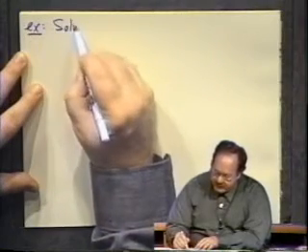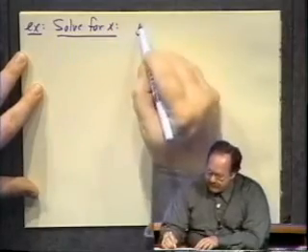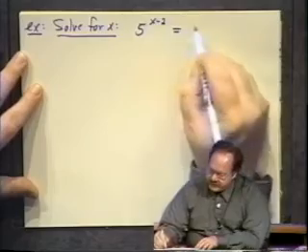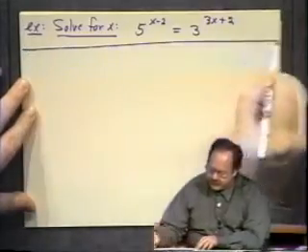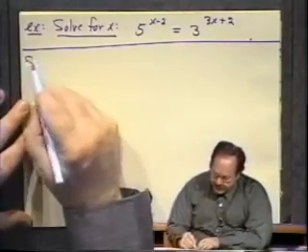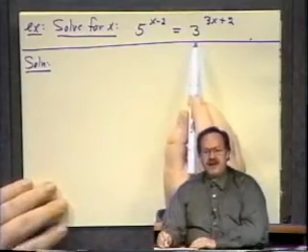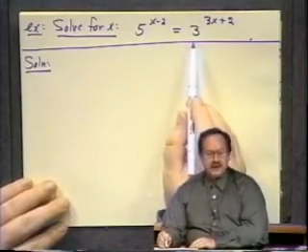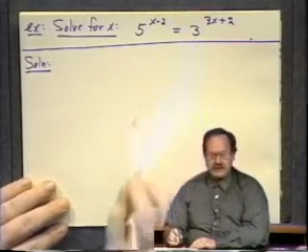Here's one, solve for x: 5 to the x minus 2 is equal to 3 to the 3x plus 2. Again, notice the bases are different. So the solution here, these bases are different, and they're not as nice as the other one where we had 2 and 4 was 2 squared. 5 and 3 don't have any relationship like that.